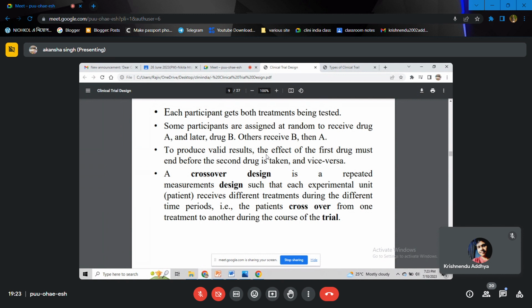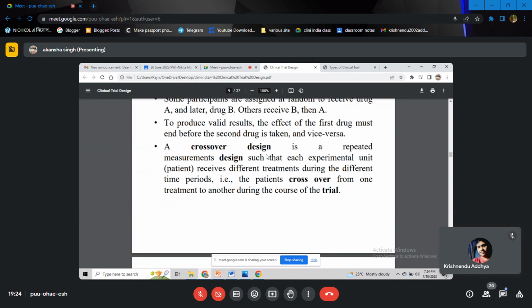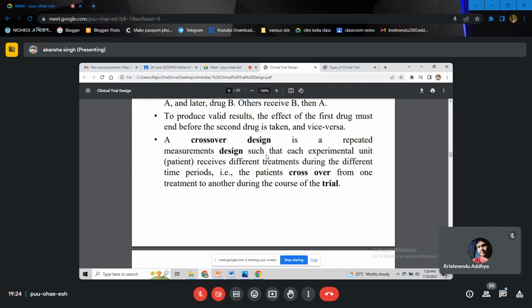A crossover design is a repeated measure design such that each experimental unit receives different treatments during different time periods. The patients are crossed over from one treatment to another during the course of a trial. So this is the basic idea of what we do in the crossover. How long the drug effect lasts, that long the washout period will be there, right?